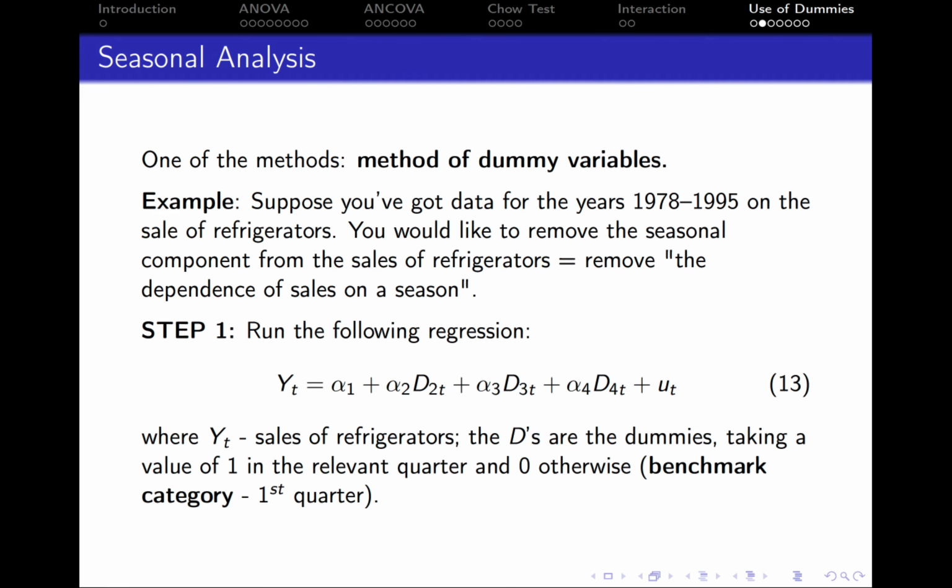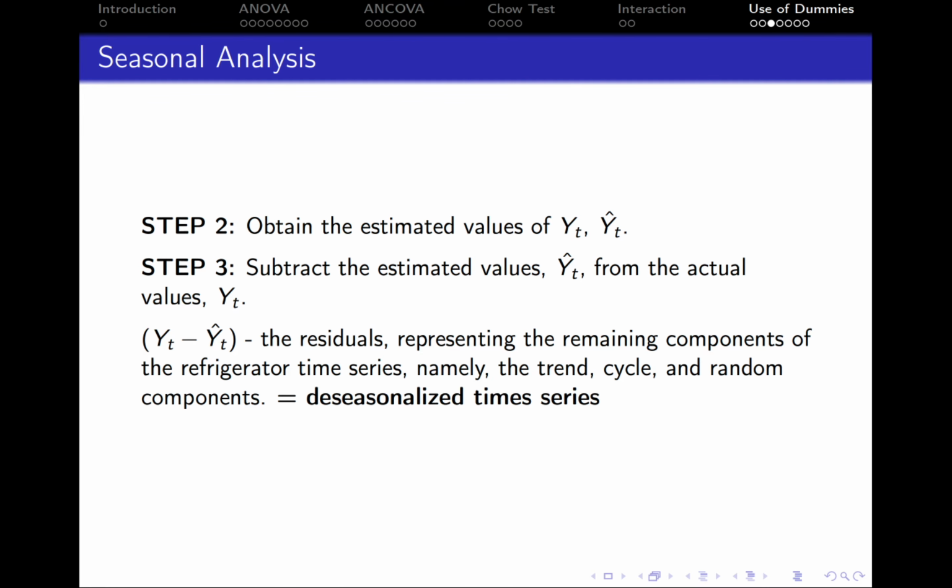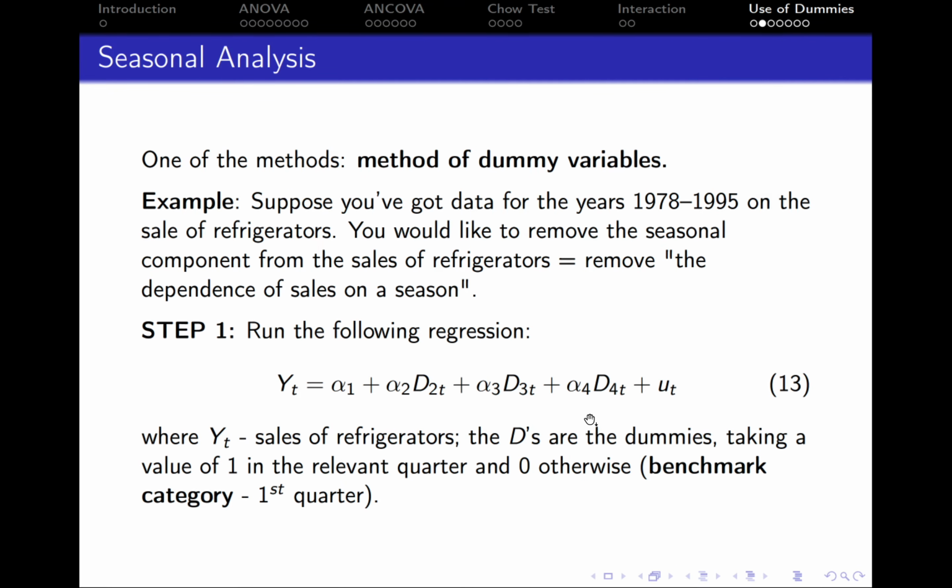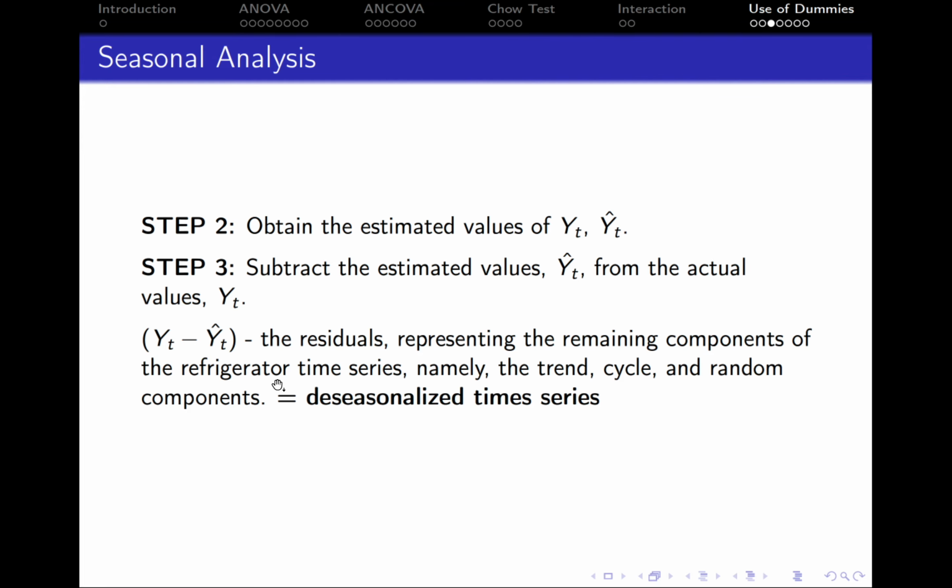After we've run this regression and obtained some results, we move to the second step, and what we need to do is find the estimated values of y. We can do this using the software, right? We just take the values of the coefficients and we estimate them, and we get the estimated values of the dependent variable. After we've done this, we take the estimated values and subtract them from the actual values of y, from the given values of y.